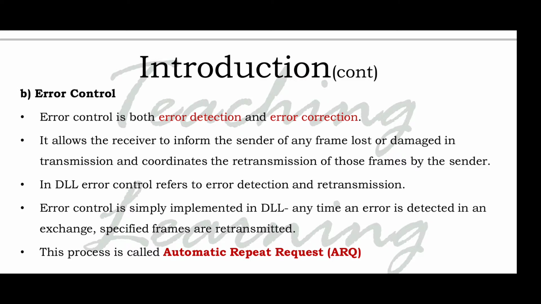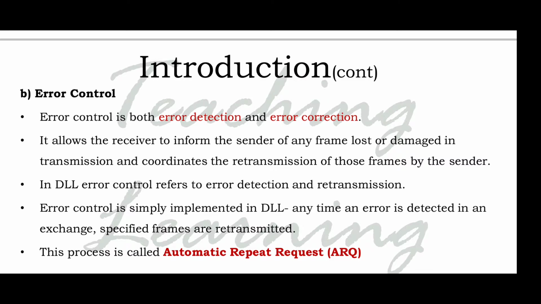Error control is both error detection and error correction, and it allows the receiver to inform the sender of any frame lost or damaged in transmission and coordinates the retransmission of those frames by the sender. So if any frames are lost or damaged in between, error detection and error correction coordinate the retransmission of those frames by the sender. In the DLL, error control refers to error detection and retransmission. Once they detect an error in the frames, they need to retransmit them.